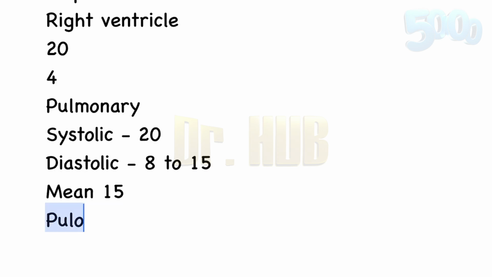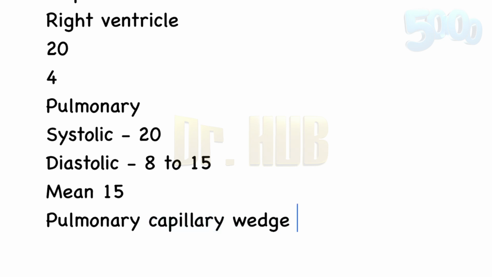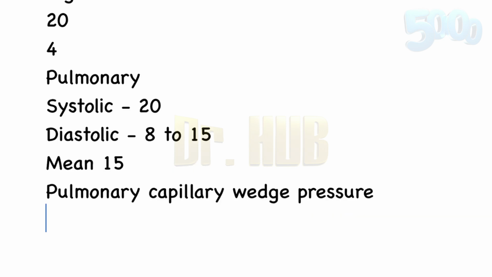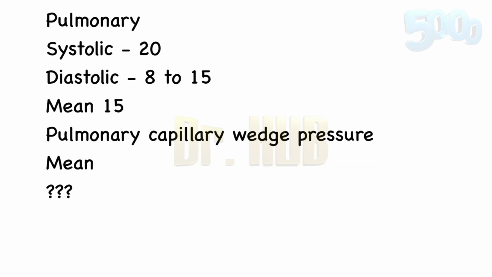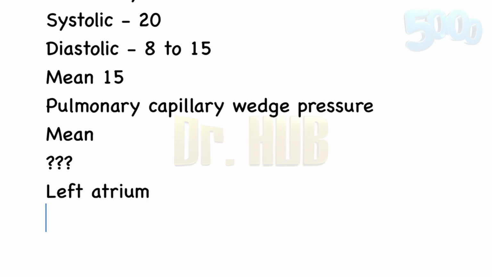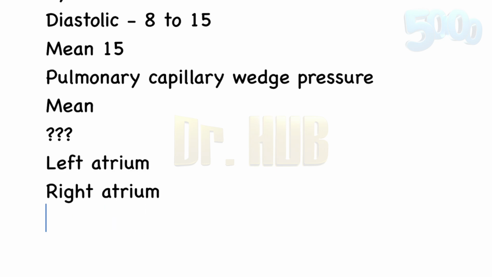Next we move on to the pulmonary capillary wedge pressure. It includes the mean. The mean is about 6 to 12. The same 6 to 12 is the mean for the left atrium. Then comes the right atrium, which is nothing but the central venous pressure. Here the mean is 2 to 6.